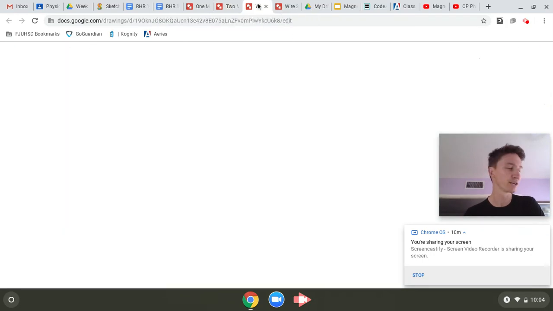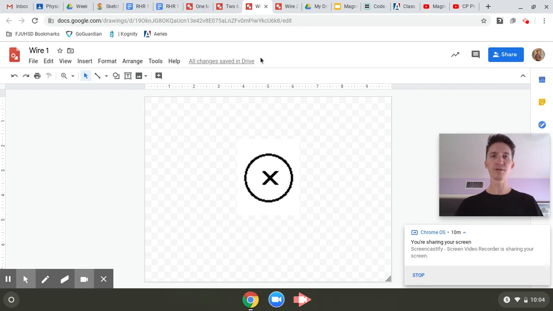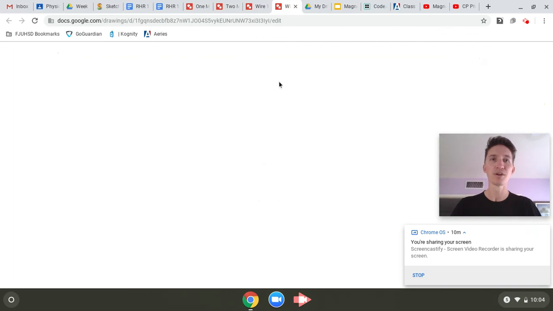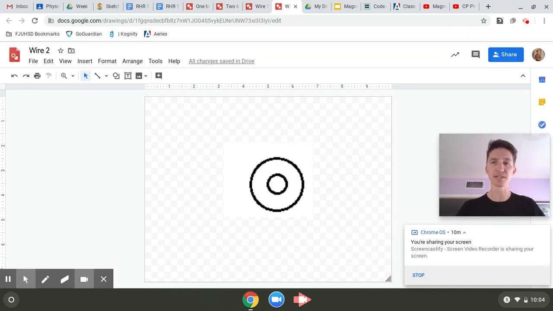Then this is relating to the right-hand rule that I just showed you. Wire one, where the current is traveling into the page. And then wire two, where the current is traveling out of the page. This is meant to be straightforward. This is really more just practice for you and for me on setting up this remote learning, as well as quick little double check assignments, if you will.